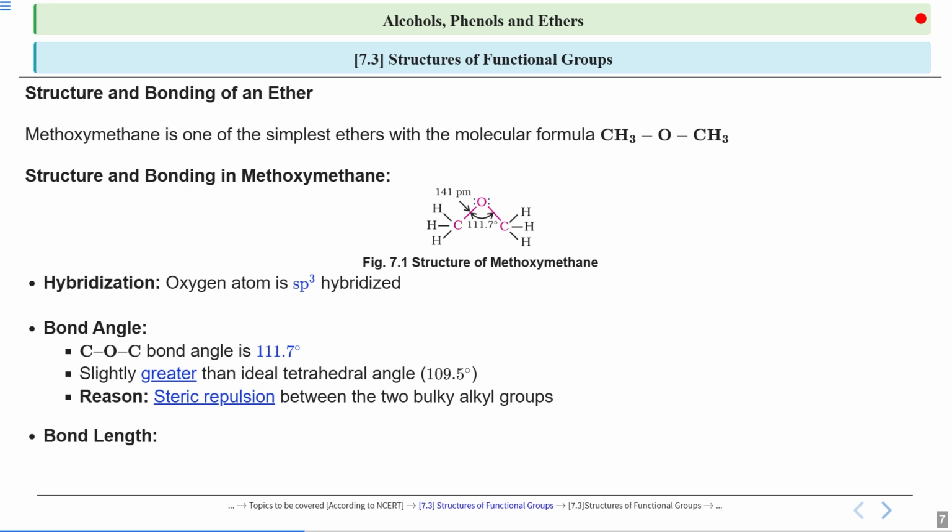Now, if you move to the bond length, the CO bond length given is 141 picometers. If you remember, in methanol the bond length of the CO bond is 142 picometers, right? So the bond length of the CO bond in ethers is similar to the CO bond length in methanol.